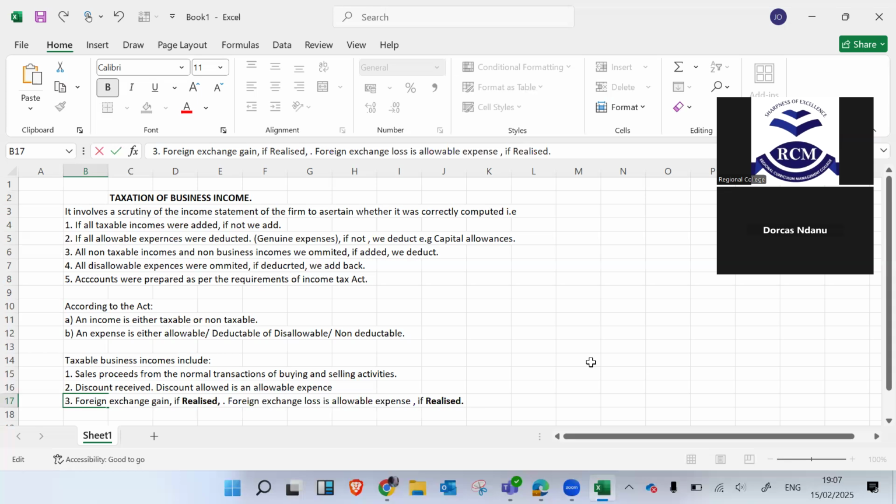Great. If you say unrealized, then it is not taxable. If it is unrealized, it's not taxable. But if it is realized, it is taxable. Very important.